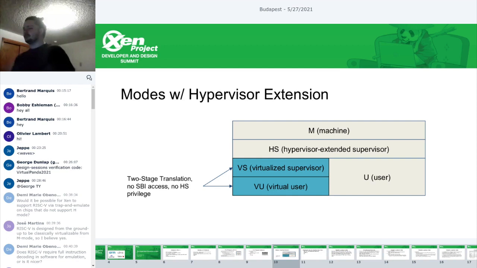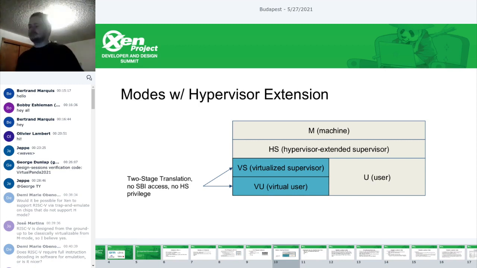So here's what it looks like when you have a chip with the hypervisor extension implemented. You still have machine mode, nothing's changed there. But now your supervisor mode has been extended with extra capabilities and extra registers. And so that's called hypervisor extended supervisor mode. And then now you've added two modes. You've got virtualized supervisor and virtual user. And this is when you can enable two-stage translation.